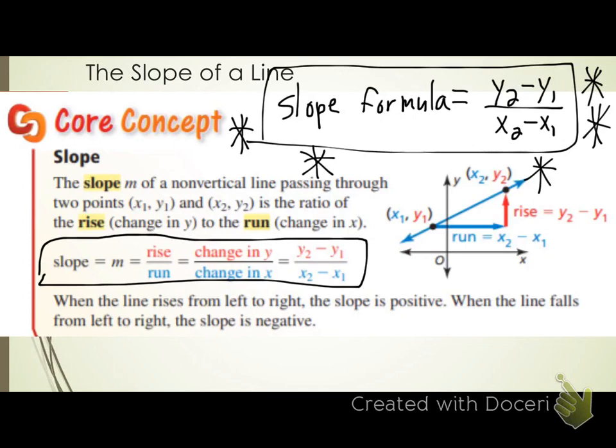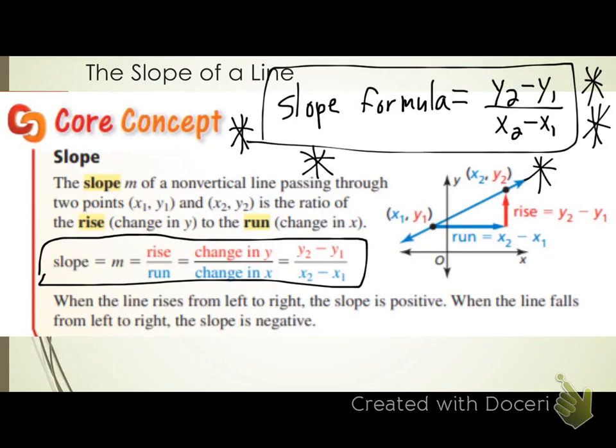Last sentence, or last two sentences, is just saying stuff we've already learned. When the line rises from left to right, the slope is positive. When the line falls from left to right, the slope is negative. So they give us a little picture of a graph here. Here's our line. It's got two points on our line. We'll call this point x1, y1. This point x2, y2. Notice they drew a triangle between your two points. You'll always be able to draw a triangle between two points on a line that has some sort of slope. Okay?